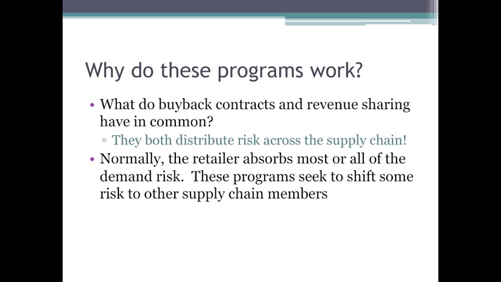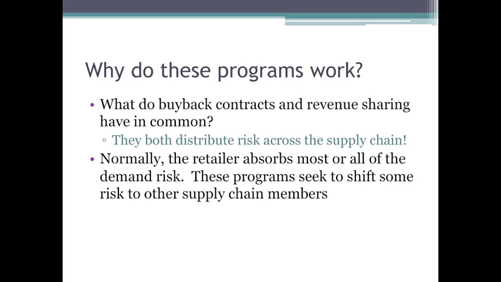So what do these have in common? What do buyback contracts and revenue sharing schemes have in common? They distribute risk across the supply chain. You recall, as you go further along in the supply chain, inventory becomes more expensive. After all, an iPad is a lot more expensive than dirt in general. So, because of this, the retailer holds most of the risk in the supply chain.